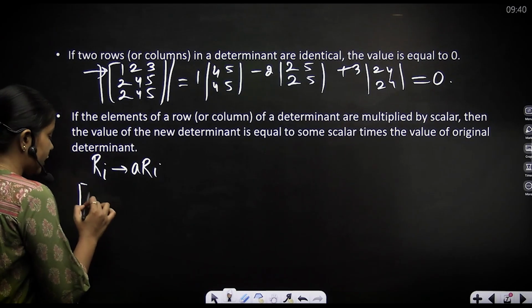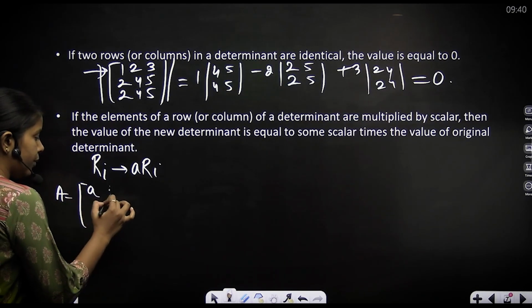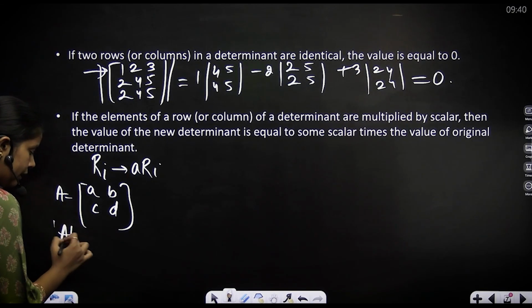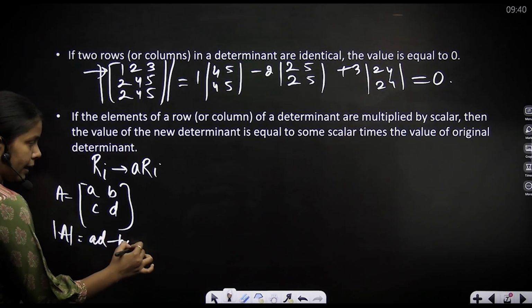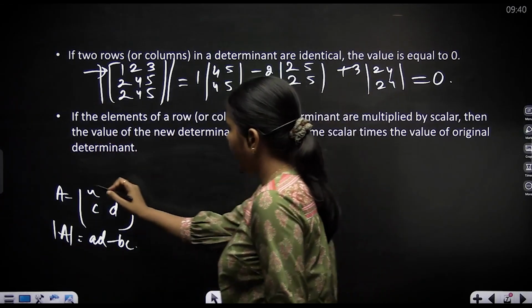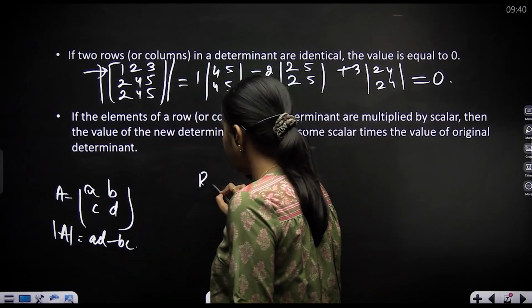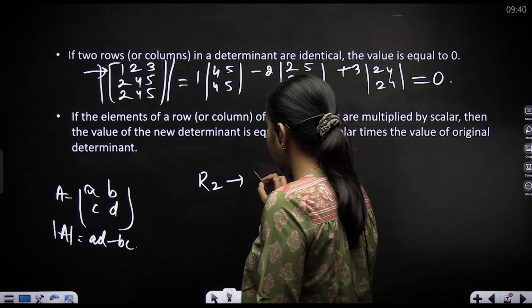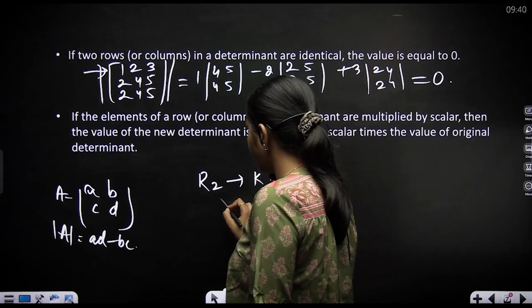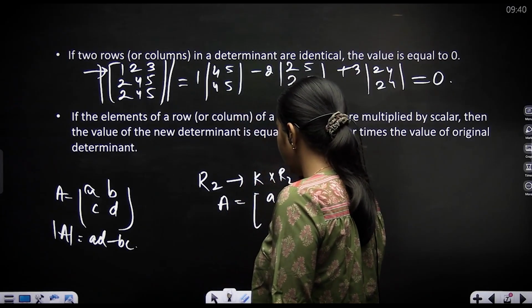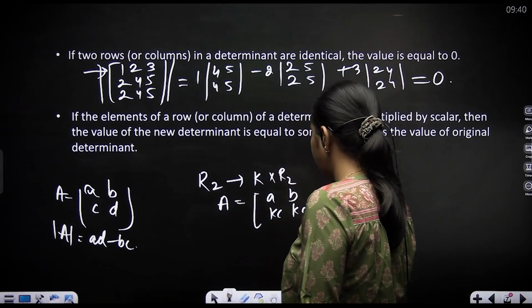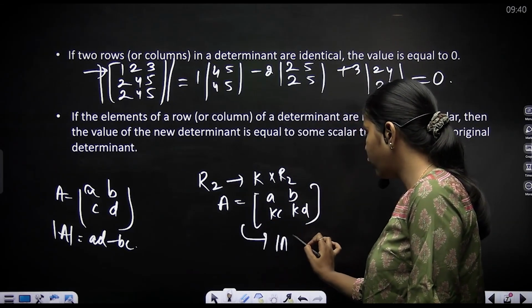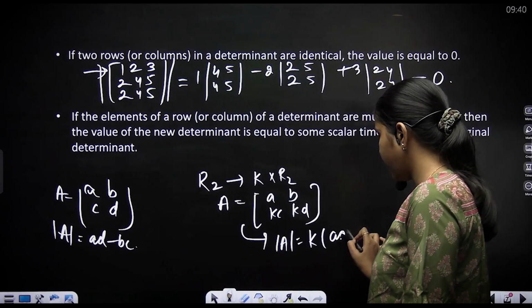Let's suppose we have this matrix A, B, C, D, and the determinant here is AD minus BC. Let's say I am multiplying any row or any column. What do I mean? Let's say R2 becomes K into R2. I am just multiplying K with row R2. So the matrix would become A, B and KC, KD. Right? This is now my matrix. Now the determinant would become K into AD minus BC.